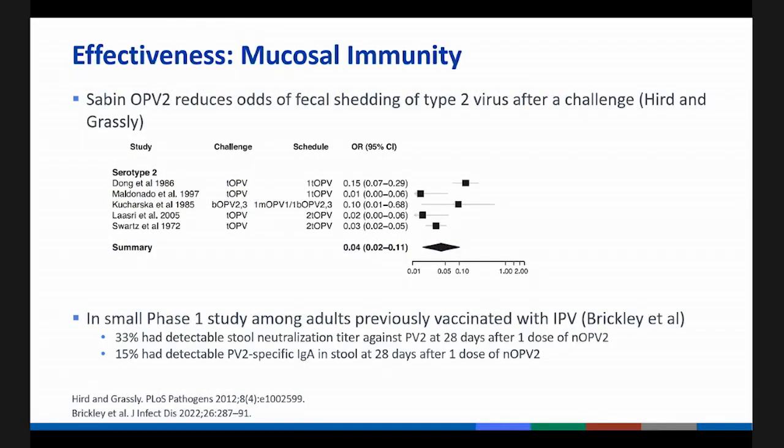However, given that we already recommend vaccination with IPV in this country, the main benefit of NOPV2 would be to confer gastrointestinal immunity. Sabin OPV2 reduces the odds of fecal shedding following a subsequent oral challenge dose by more than 90% compared to no vaccination. There are no direct data for NOPV2, but it has performed as expected in the field in terms of slowing or stopping outbreaks. And a small phase 1 trial has shown evidence of gastrointestinal immune response following NOPV2 administration in adults.